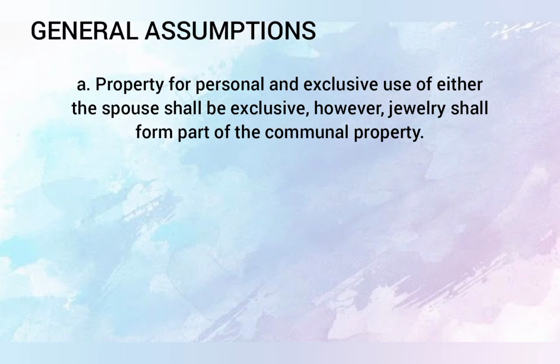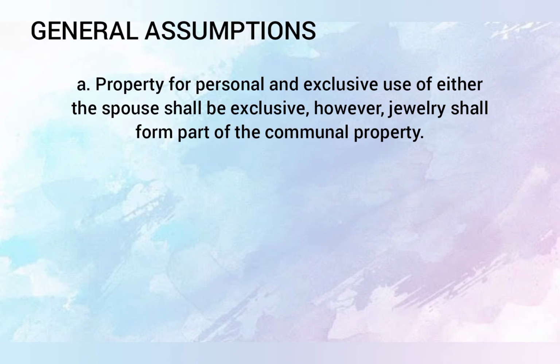Here are some general assumptions. First, property for personal and exclusive use of either the spouse shall be exclusive. However, jewelry shall form part of the communal property. So, when we say property for personal and exclusive use of spouse, this means that this property is exclusively for particular use of either husband or the wife. For example, when we say undergarments, these are personal properties, right? These are personal properties for exclusive use of either the husband or wife.